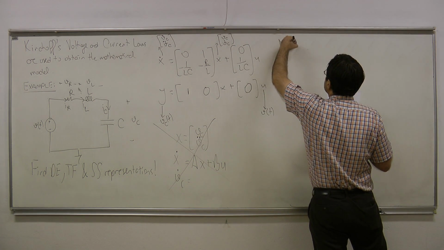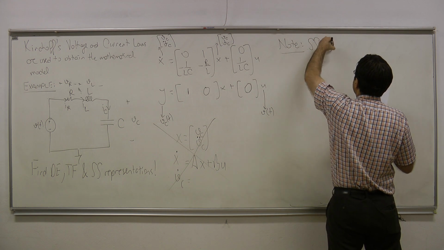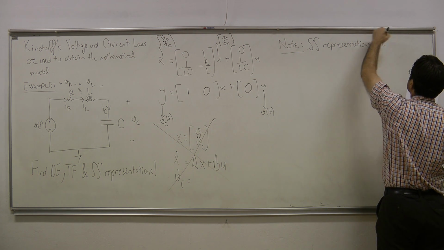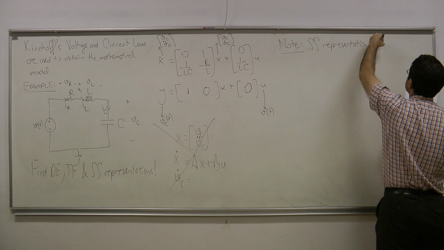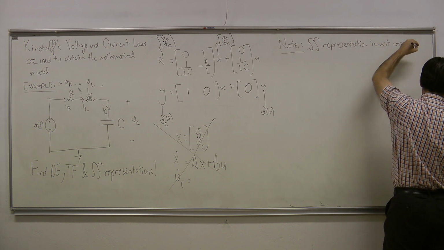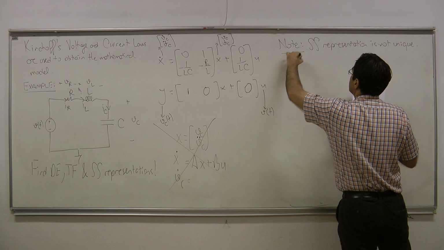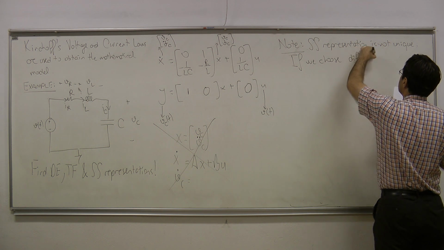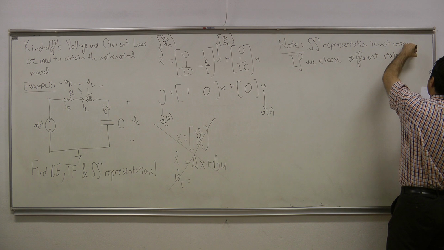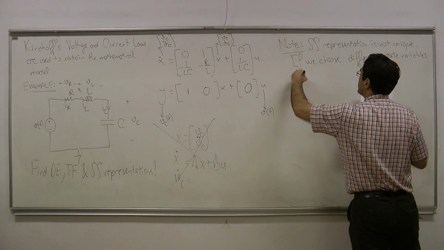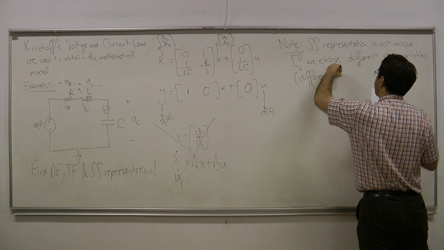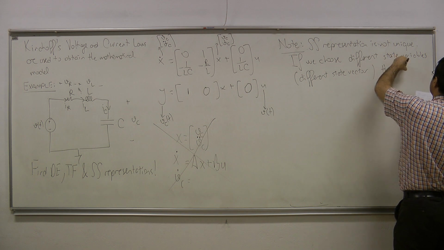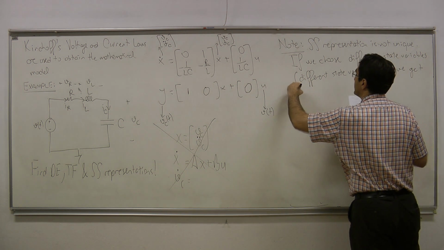So let me write this as a note. State space representations are not unique. If we choose different state variables, which means a different state vector, then we get a different state space representation.